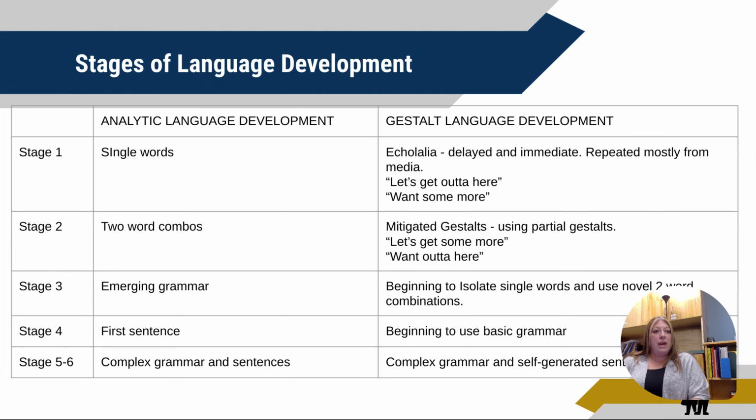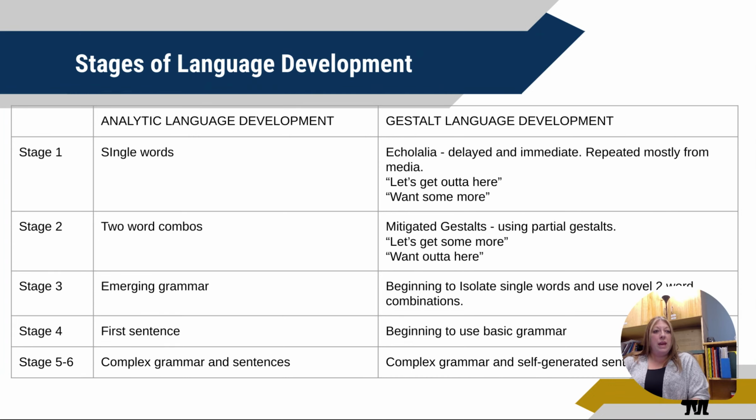So if kids are using single words that don't really progress to 2 to 3 word combinations, they're probably kind of stuck in stage 1. That's a good sign that they might be a Gestalt language processor. If they're using long scripts, like the last kid that used "let's get ready to rumble," as I said, often from TV shows, movies, YouTube.